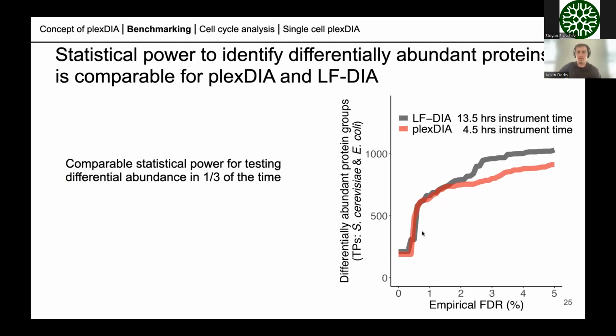And so what we find is that plexDIA and label-free DIA tend to have about the same statistical power, and it's almost indistinguishable below 2%. And you can do this about 3-fold faster with plexDIA.